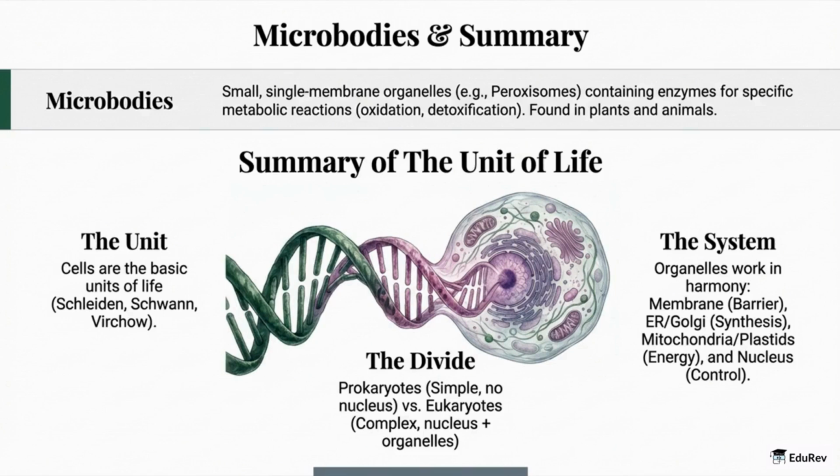Putting it all together, cells are the basic units of life. Organelles perform specialized tasks in harmony, membranes as barriers, ER and Golgi in synthesis and processing, mitochondria and plastids in energy management, and the nucleus in control. And the broad divide between simple prokaryotes and complex eukaryotes underpins much of biological diversity.